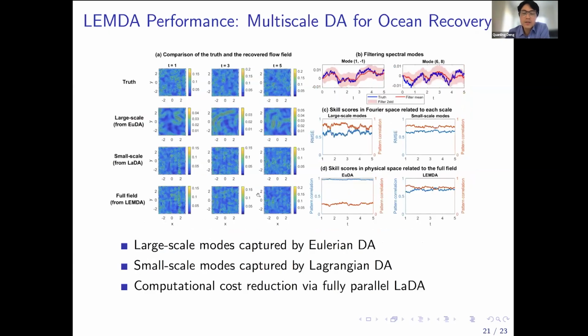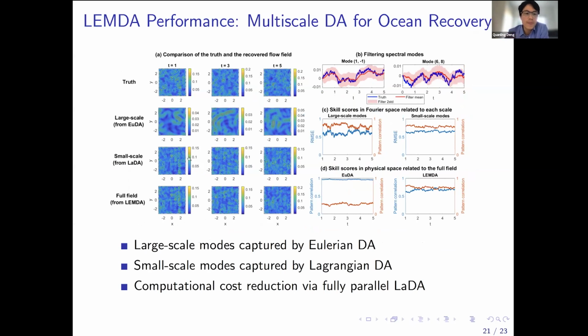So in the coupled data assimilation setting, say this is some truth ocean field. And then if we only apply the large-scale data assimilation, we observe that the ocean current won't be able to be fully recovered.